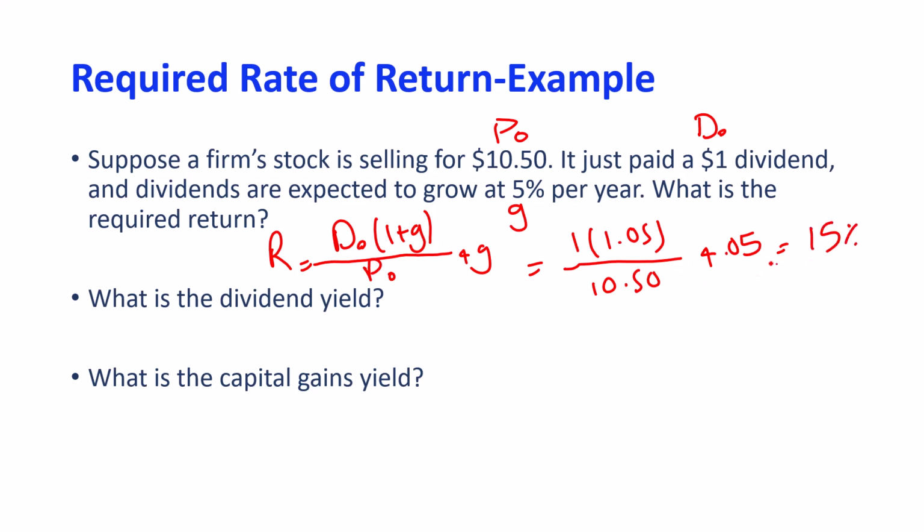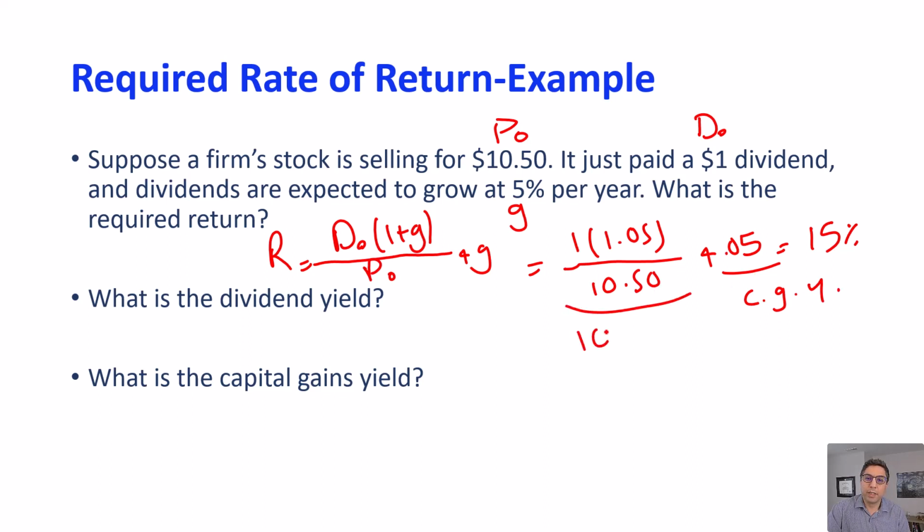So your capital gain yield is 5%, and your dividend yield should be 10%.